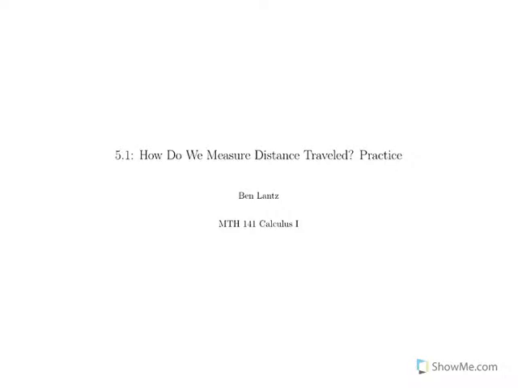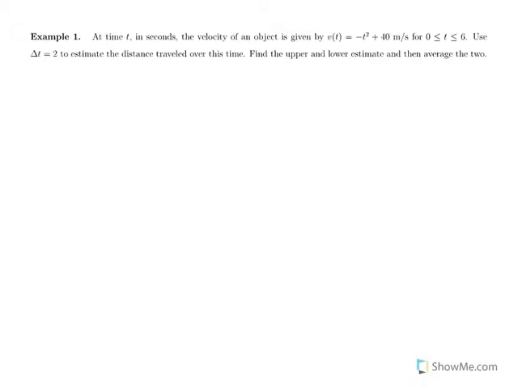In this video, we're going to do some practice problems relating to left and right Riemann sums and looking at estimating distance traveled. In our first example, we're looking at time t, given in seconds. We're given the velocity function of an object, negative t squared plus 40 meters per second. We're going to look at the interval 0 to 6.